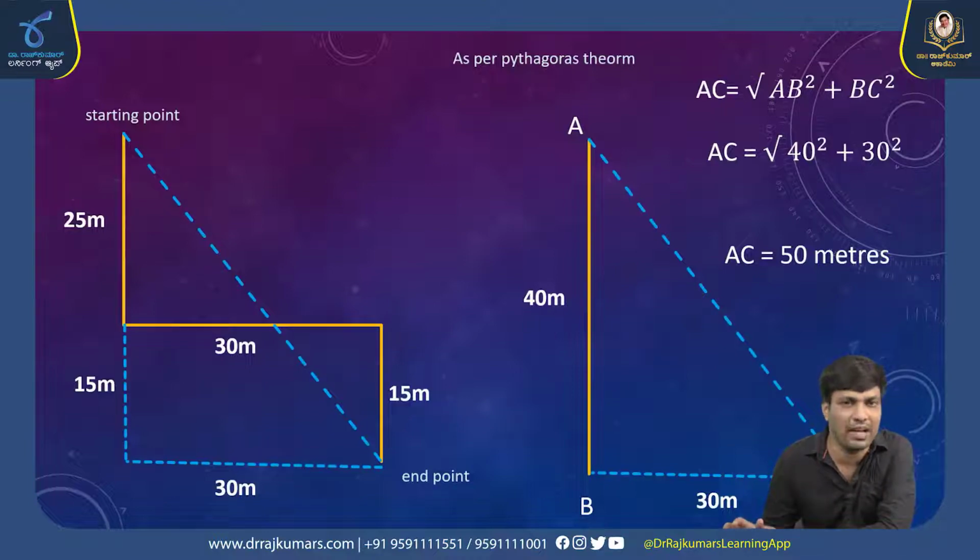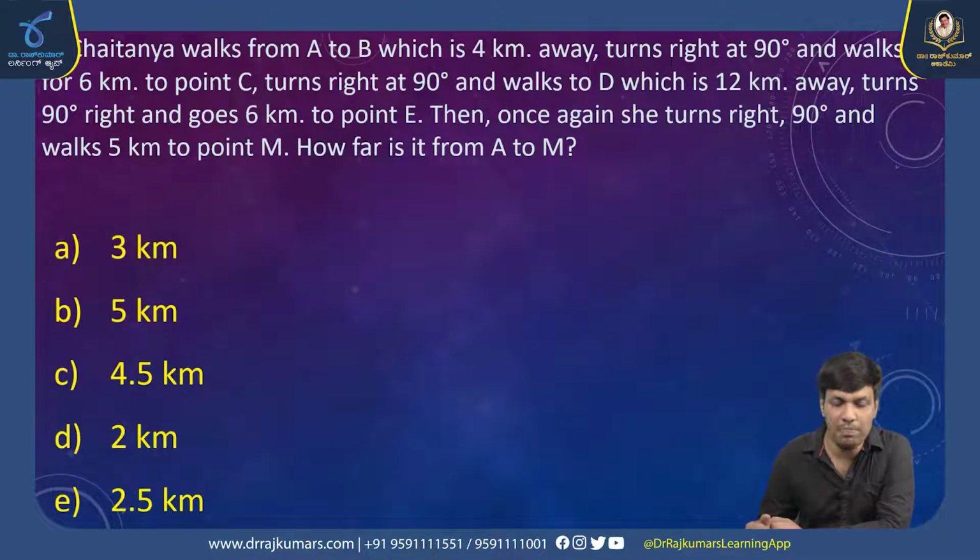And applying Pythagoras theorem to the imaginary triangle, we have the distance between starting point and end point as 50 meters. The right option for this question is option 50 meters. Moving on to our next problem.